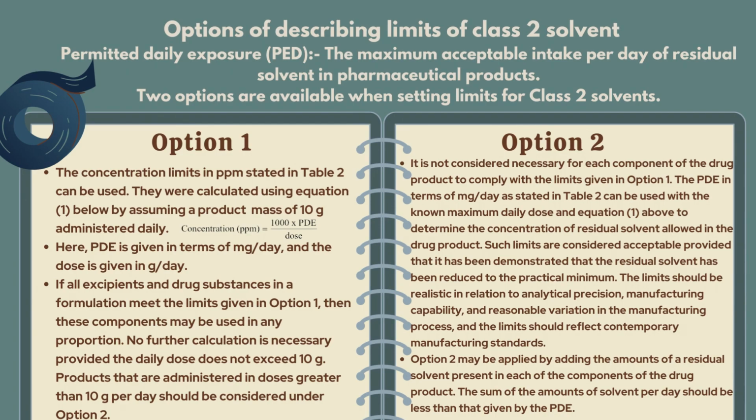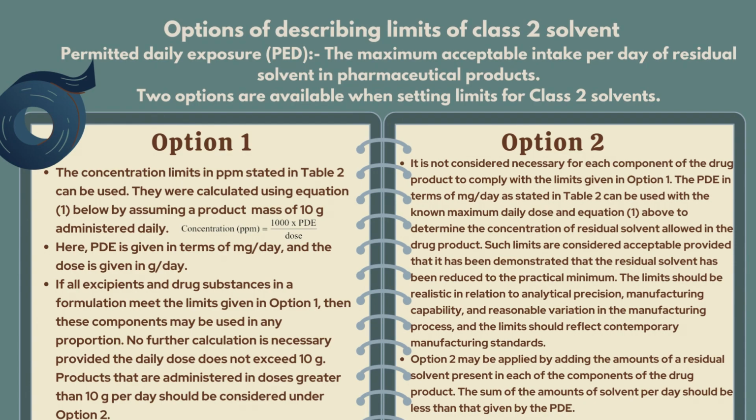Option 2 is for when it is not considered necessary for each component of the drug product to comply with the limits given in Option 1. The PDE in terms of milligram per day, as stated in Table 2, can be used with the known maximum daily dose and equation 1 above to determine the concentration of residual solvent allowed in the drug product.